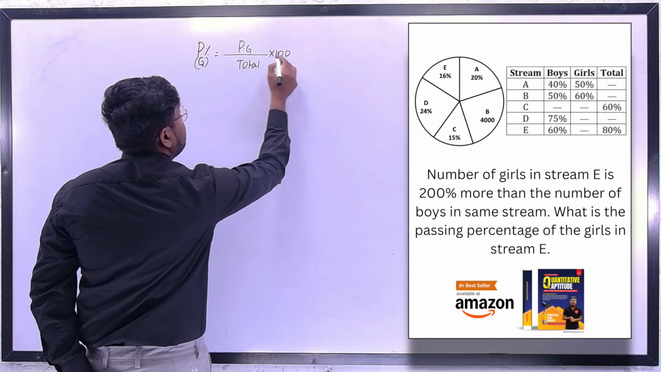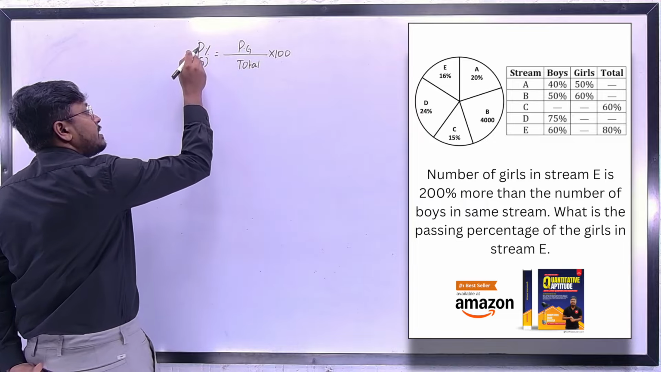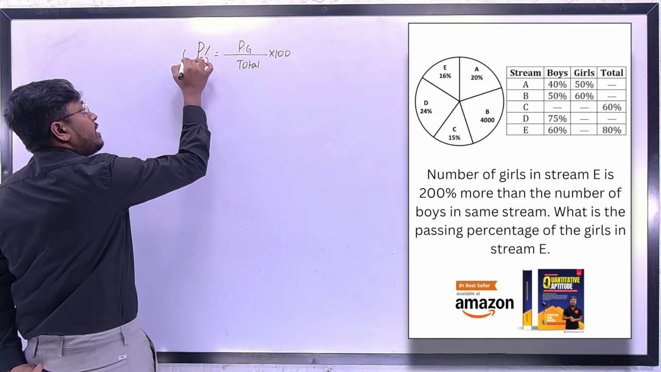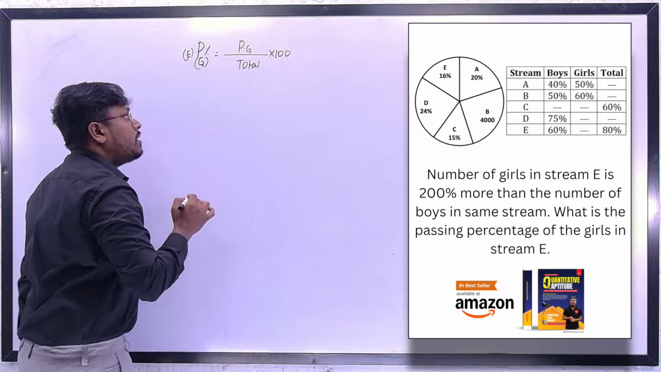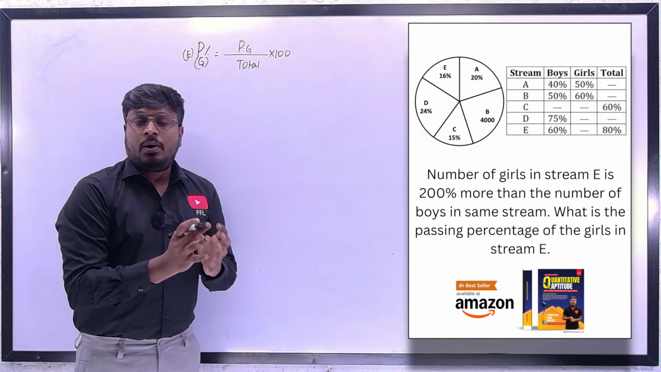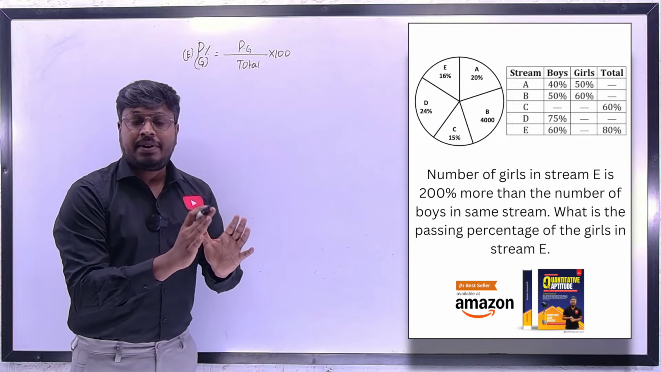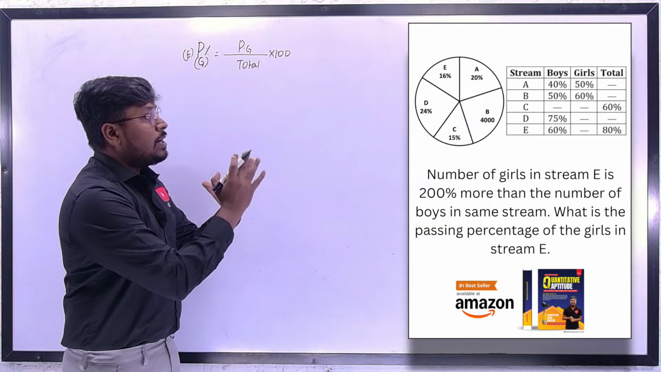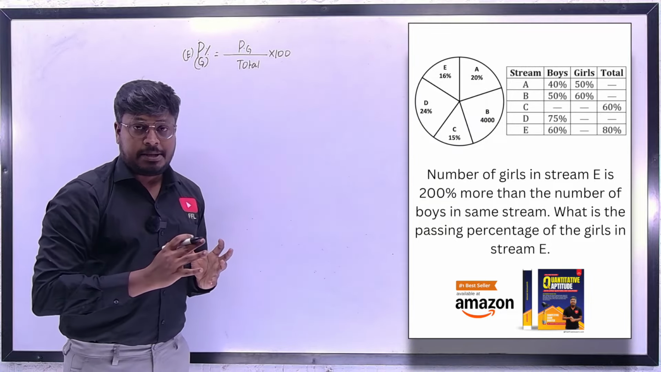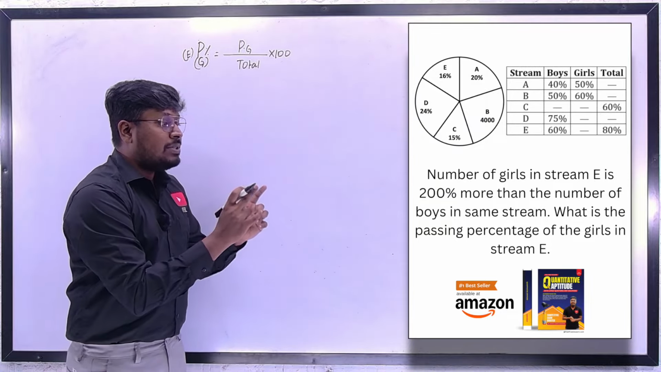So this will give you the total pass percentage of girls in a particular stream, that is, what they are talking about in the question: stream E. So first, always understand what we need to find here in the question. Now look at the table chart and the pie chart here. They are completely talking about stream E.